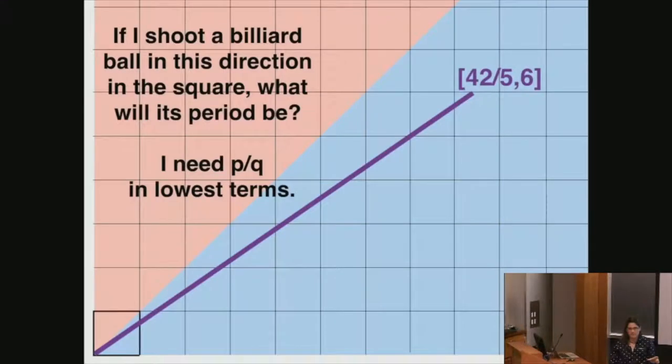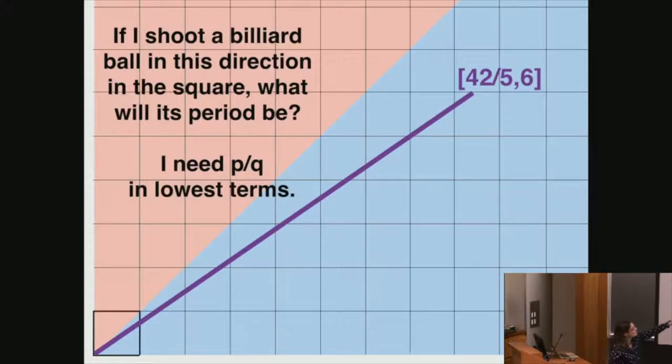Okay, so here's the game that we're going to play. Suppose your favorite slope is 42/5, 6. That's a vector. Now, I know this is a rational direction, so it's going to be periodic. But I don't know what the period is going to be in this direction. I'm going to have to get it in lowest terms. Lots of you have a pen and a paper in front of you, so you could, if you wanted, reduce this fraction. That would be fun.